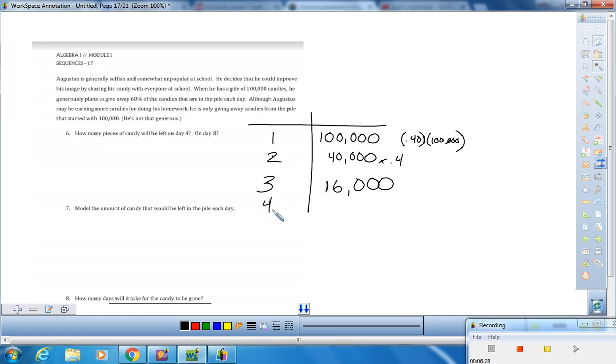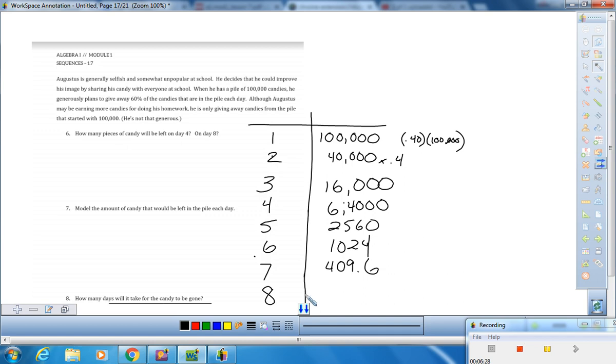And on day 4, you'll have 6,400. And on day 5, $2,560, and on day 6, 1,024, and on day 7, 409.6, and on day 8, 163.84. Okay, how many pieces of candy will be left on day 4?